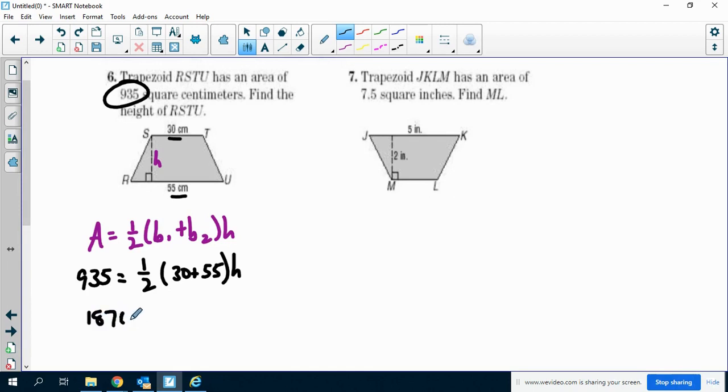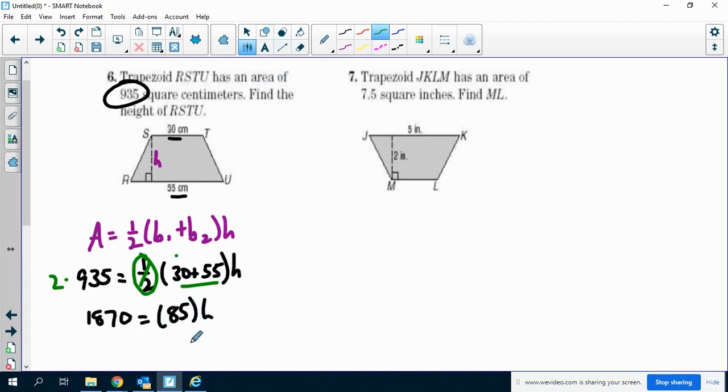1,870 equals 85 times h. So I just did two things there. I got rid of the 1/2 by multiplying both sides by 2. So then that gets rid of the 1/2 and then makes this 1870. And then I added 30 and 55 together.